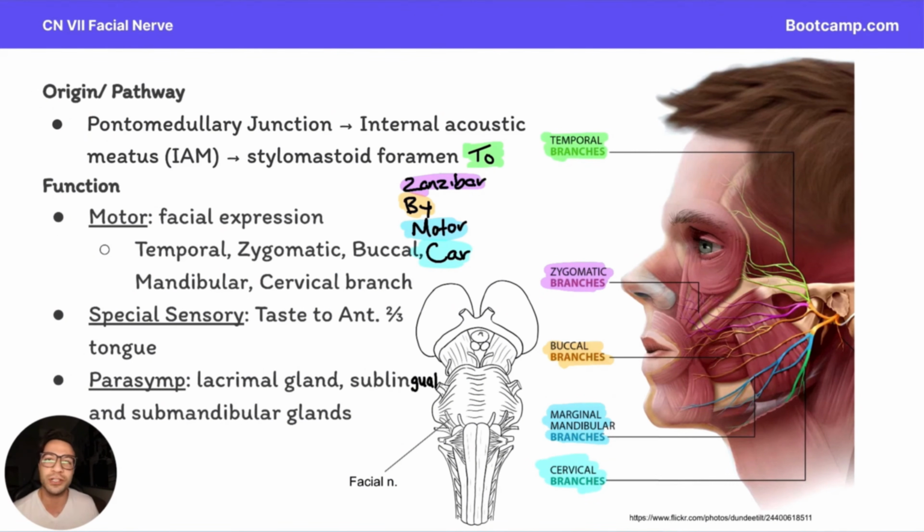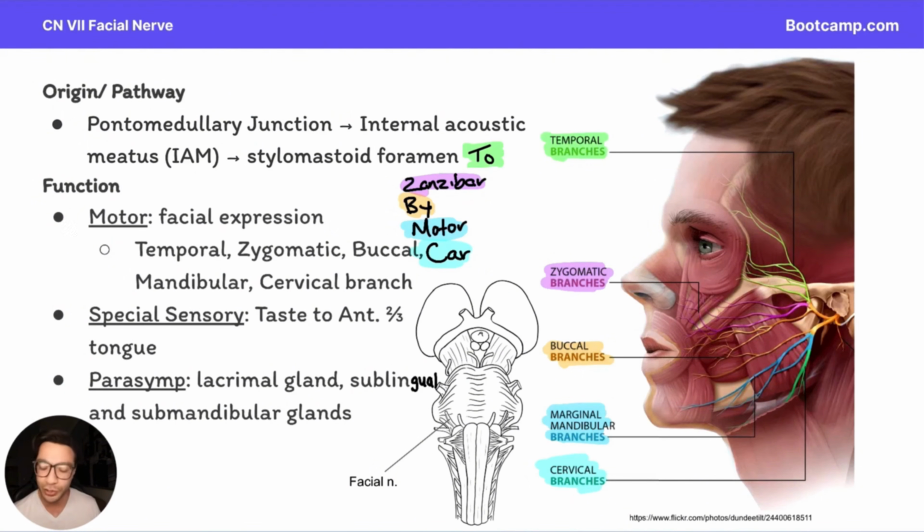Now, the facial nerve isn't just responsible for providing motor to the muscles of facial expression. It also has a special sensory function. It provides taste to the anterior 2/3 of the tongue. And if you remember which branch of the facial nerve this is, it is the chorda tympani. That's right. That chorda tympani joins with the lingual nerve, and it provides taste sensation to the anterior 2/3 of the tongue. It also carries parasympathetic innervation to the lacrimal gland in the eye. So this allows us to produce tears, to the sublingual gland and the submandibular gland within the oral cavity right here, which allows you to produce saliva.